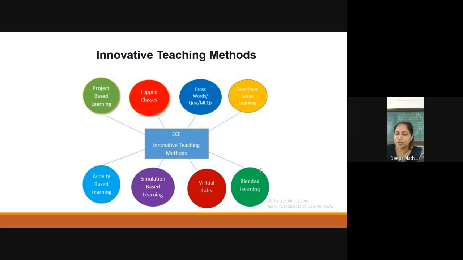Flipped classroom, both together. Crosswords, MCQs, and MOOCs. Then we have experiments based learning, activity based learning. Give them a content, let them do the activity. Simulation, that car game which I told you, virtual labs, black box testing example, blended learning, a hybrid method of both. Can we go to the next one?